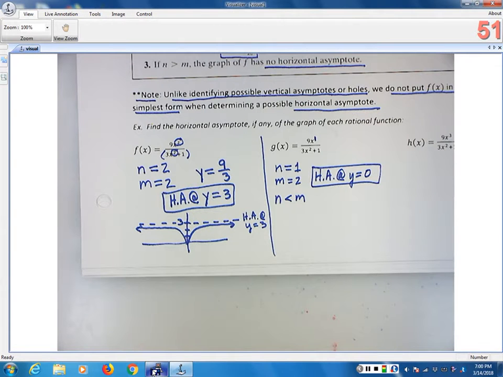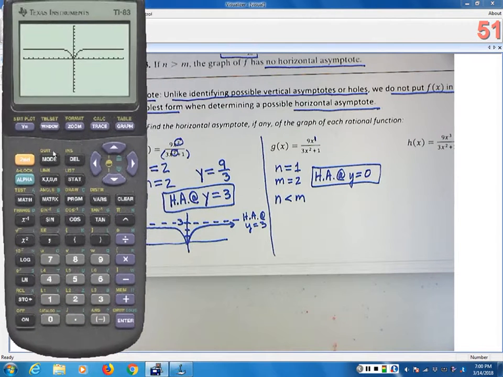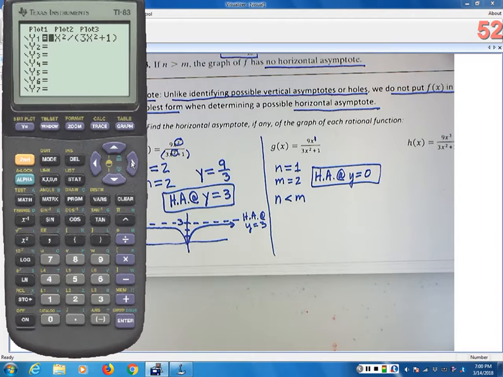So we're going to graph that. That wouldn't be too hard to graph. We're going to just change this a little bit. Y equals, instead of an x squared on top, you just delete that. And everything else is the same. Let's graph that.